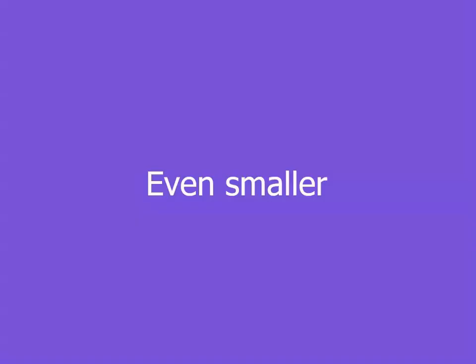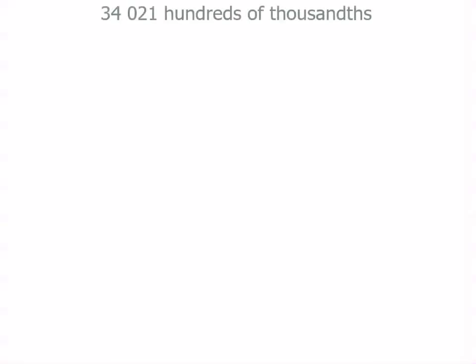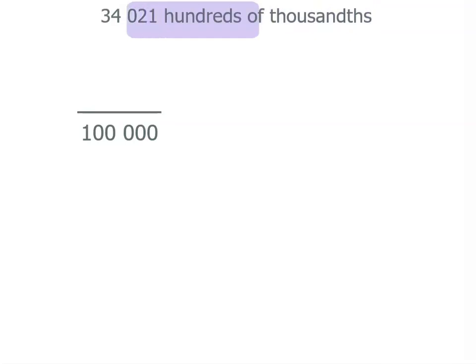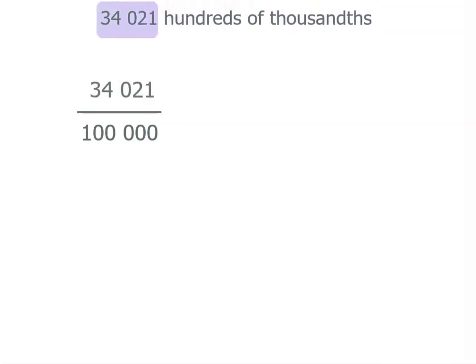Now we've got a number even smaller. We've got 34,021 hundreds of thousandths. So what we need to do is remember that that tells us what our denominator is. It's hundreds of thousandths, so our denominator is 100,000. And we've got 34,021 of them. So 34,021 parts out of 100,000.